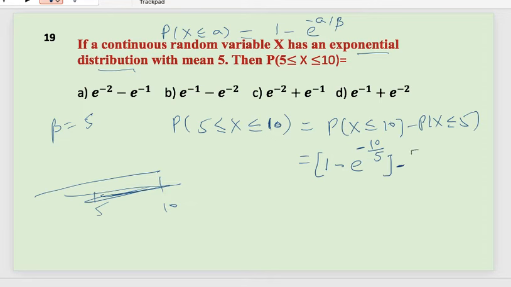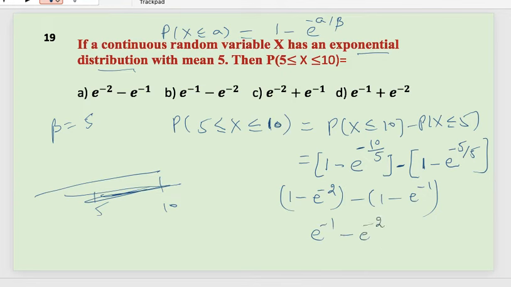There is a difference with what? Less than 5. So less than 5 means 1 minus e to the power minus a by beta, where a is 5 and beta is 5. When I simplify, I get 1 minus e to the power minus 2, minus 1 minus e to the power minus 1. So the 1 will get cancelled. The e to the power minus 1 becomes positive and e to the power minus 2 becomes negative. So we can see what is the right option. Option B is right.